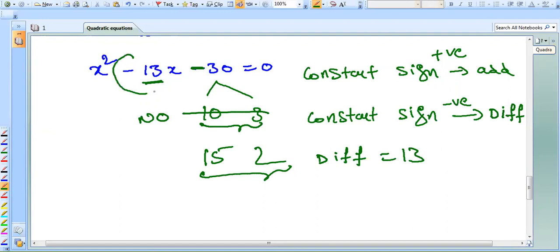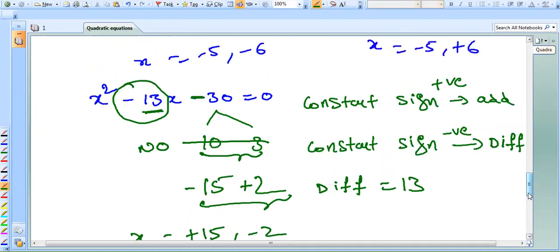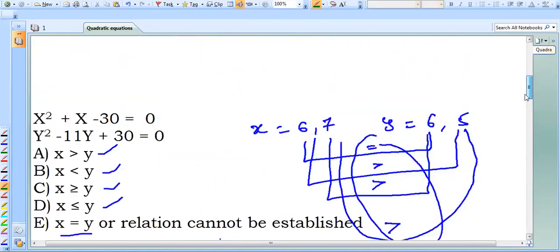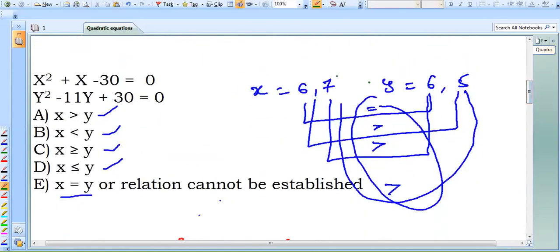But what we require here? Minus 13. అంటే ఏం చేయాలమ్మా? Minus 15 plus 2. అంటే x values ఏమవుతాయమ్మా? Plus 15 minus 2. Just see here the example what I gave here. See this point.